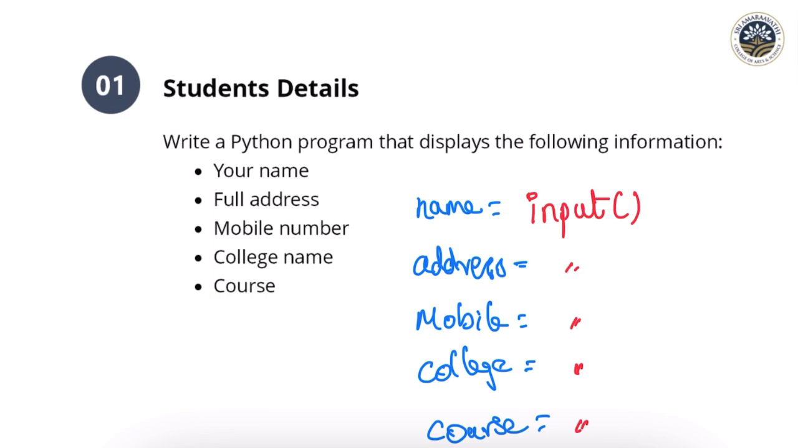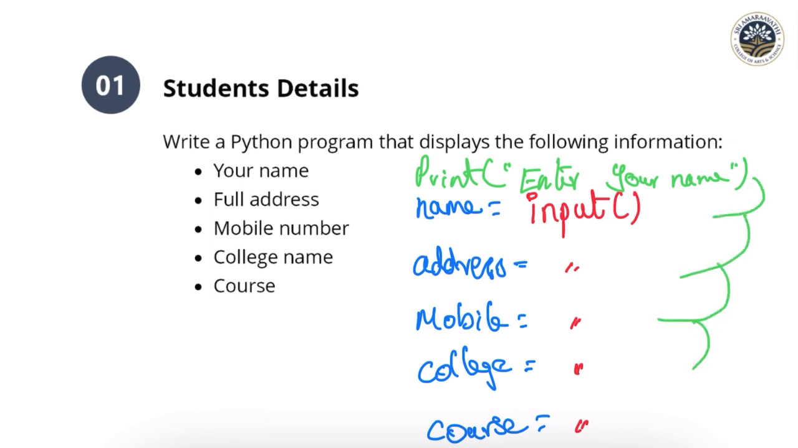So before getting user input, you just print, enter your name. So that's it. The user can know what we need to enter as an input. Followed by that, for mobile number, college and course, the user will give the respective input and the values that the user entered will get assigned in these variables. This is the second step.